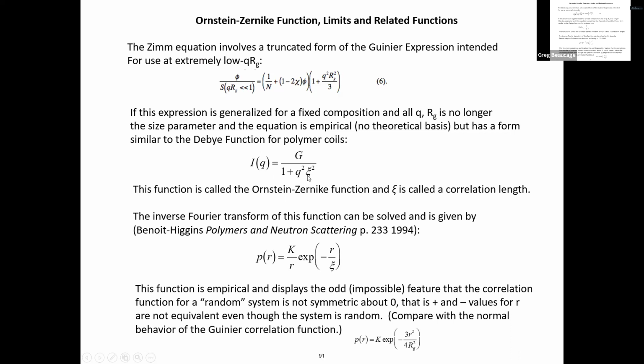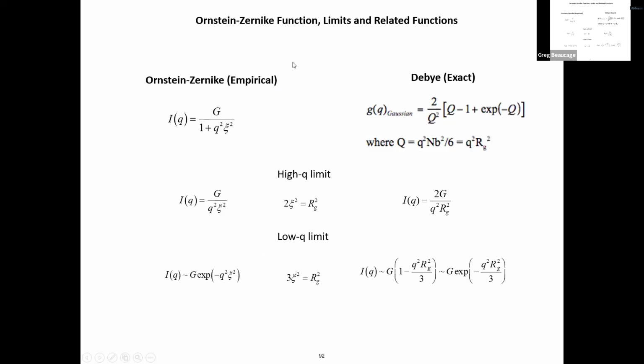Nonetheless, you'll see this thing all over the place. If you want to look at it, you can do this extrapolation business. At the high Q limit, where Q is much larger than 1, this equation just gives you that thing. So you get a -2 power law. And then with the Debye, you get this same -2 power law.